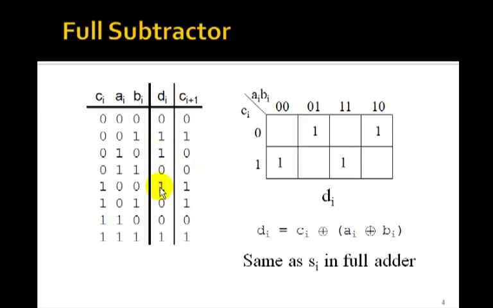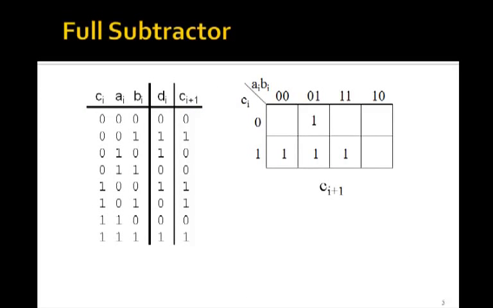Notice the difference. D has the minterms 1, 2, 4, and 7, exactly the same as a full adder. And remember, we showed for a full adder that the sum was just C, the carry in that case, in this case the borrow, exclusive ORed with A, exclusive ORed with B, with C in. So Di is going to be exactly the same as Si for the full adder.